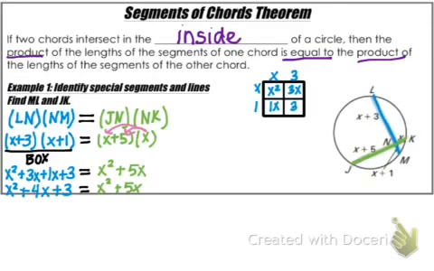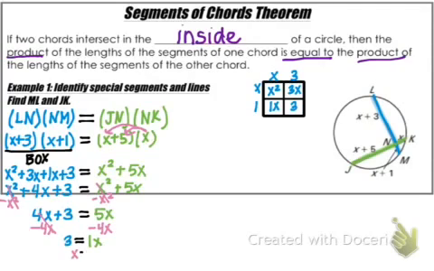Now we can start solving. So I'm going to subtract my x squared, move it to the left-hand side, and conveniently they actually cancel out. So I'm just left with 4x plus 3 equals 5x. Now I'm going to subtract 4x from the left side and then the right side, and I'm left with 3 equals 1x, so x is equal to 3.